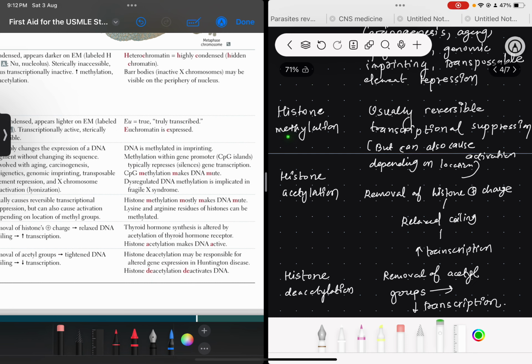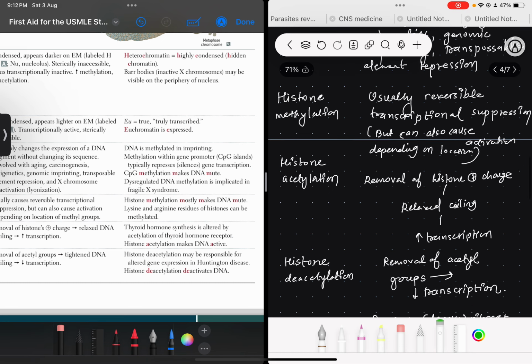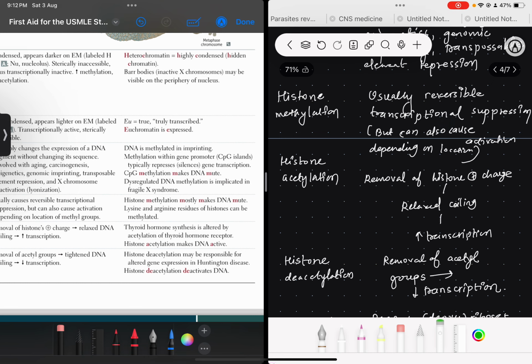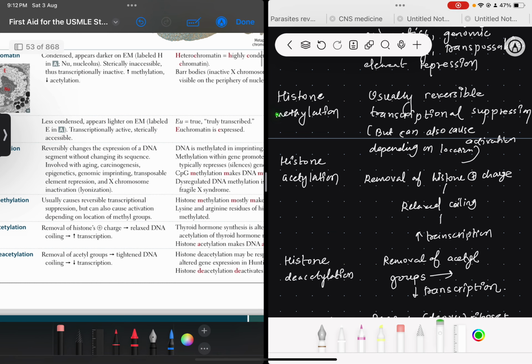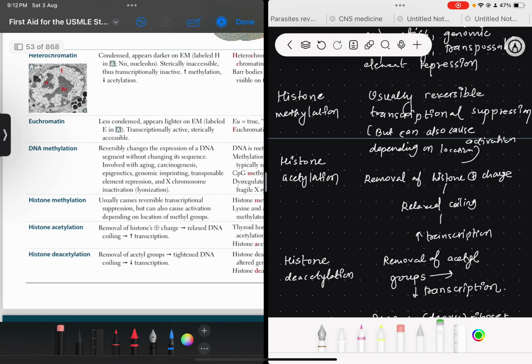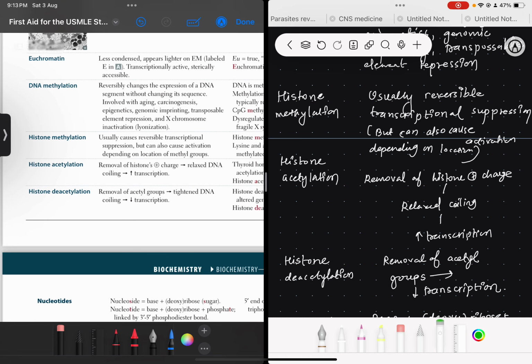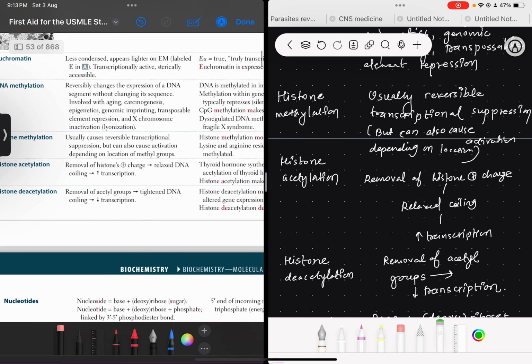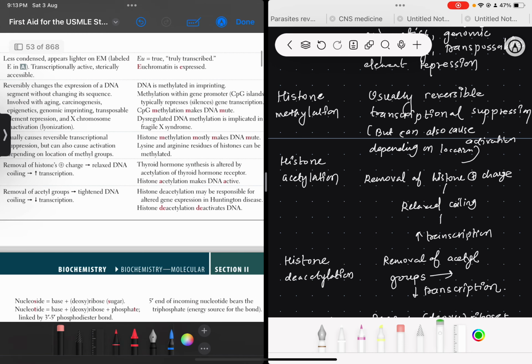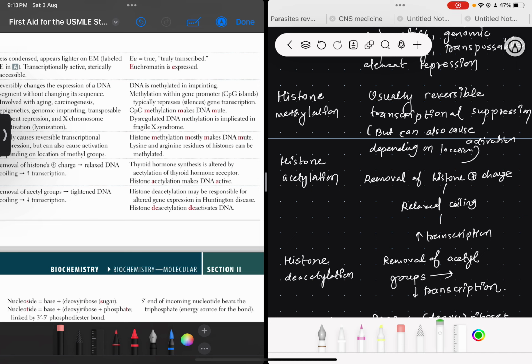Now histone methylation is also usually a reversible condition and transcriptionally suppresses, but can also cause activation depending upon the location. So histone methylation also mostly suppresses transcription. You can remember DNA and histone methylation together: they usually cause reversible transcription suppression, but can also cause activation depending upon the location of methyl groups. Histone methylation mostly makes DNA mute.